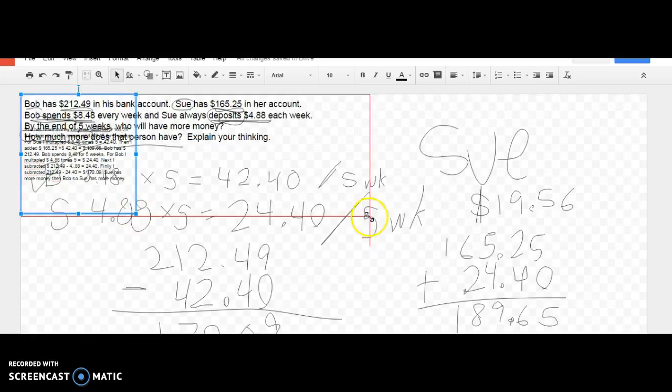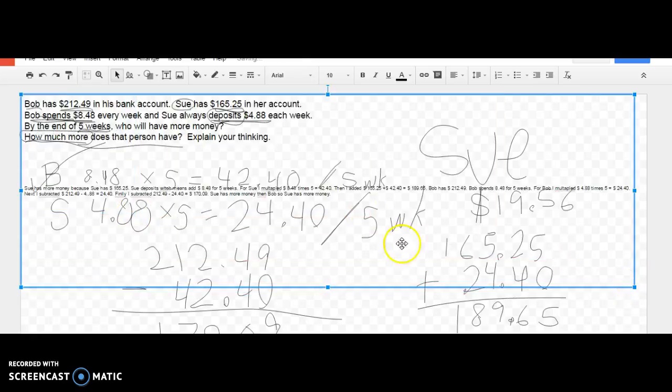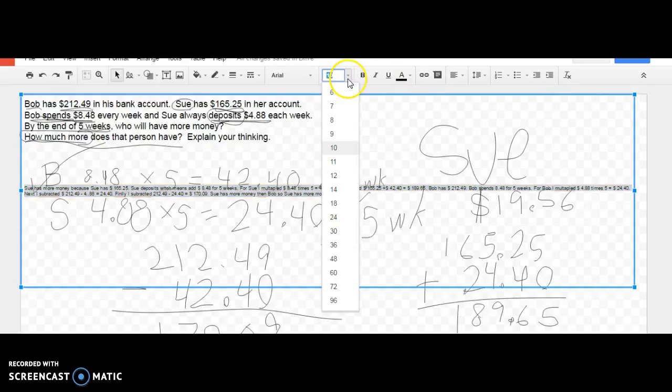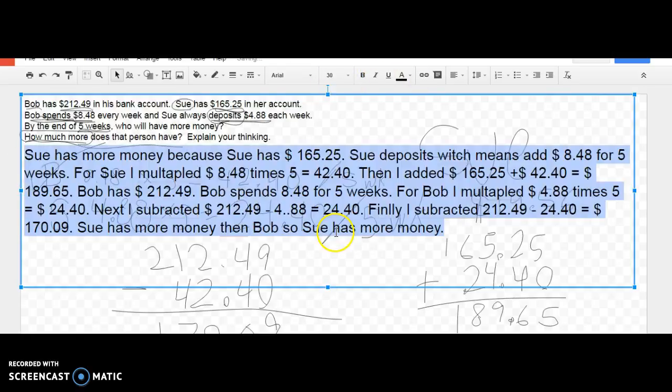All right, here is someone else's thinking. Oh, I know who this is. All right, so last week, Braden had an attempt at an answer and it didn't work out. This week, he did a great job. Congratulations, Braden. Sue has more money because Sue has 165.25. Wait, this isn't the right one. Oh, shucks. Sorry, not the right one.